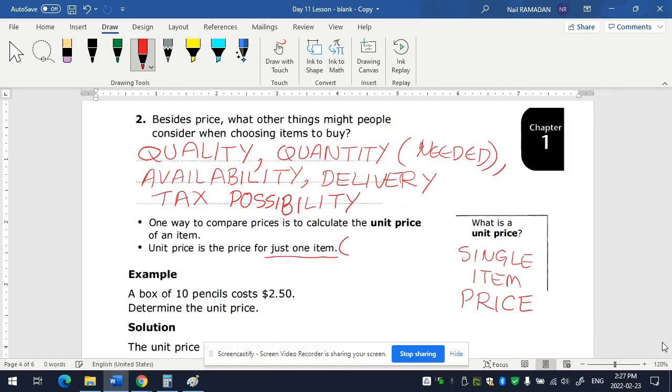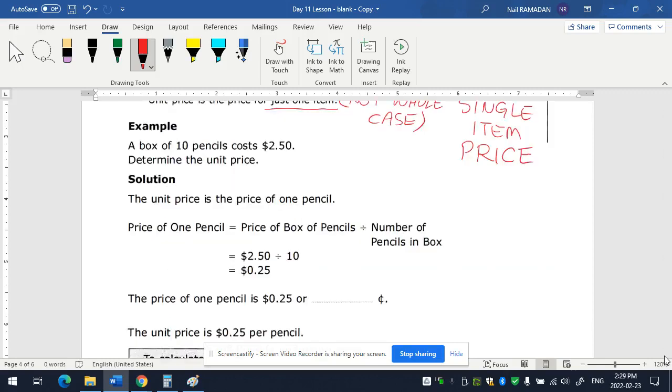I want you to write not the whole case or pack, whatever you want to call it. I guess we've been dealing with cases today. A pack of 10 pencils costs how much? 250. How much does one pencil in the pack cost? Divide the money by how many things? All right, 0.25, which is 25 cents. They already did it for you. So price for the box divided by the number of pencils in the box. Please never do it the other way around.